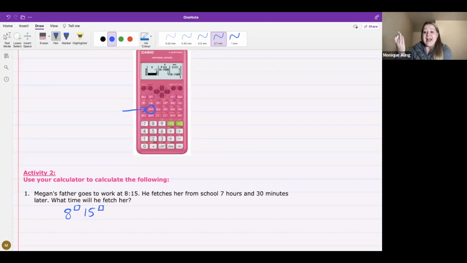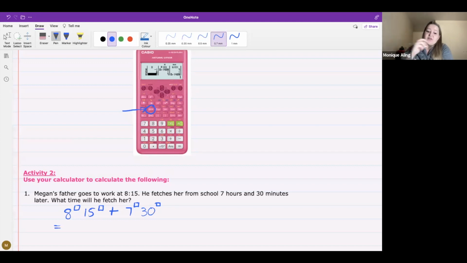And we are adding because he fetched her 7 hours and 30 minutes later, so I'm adding this time on. So I'll say plus. Again, hours always first. Type in 7, press the time button. Minutes, which is 30, press the time button. So it should look like that on your screen. There should always be a little block after every number that you type in, so after every hour, after every minute.